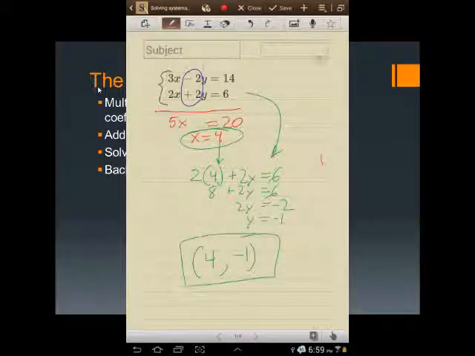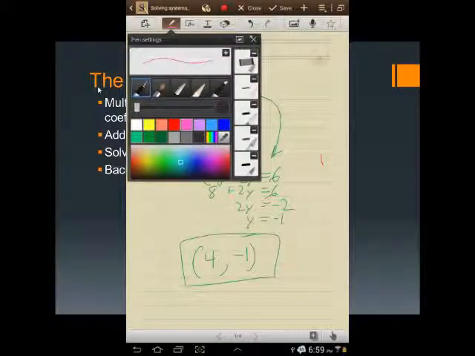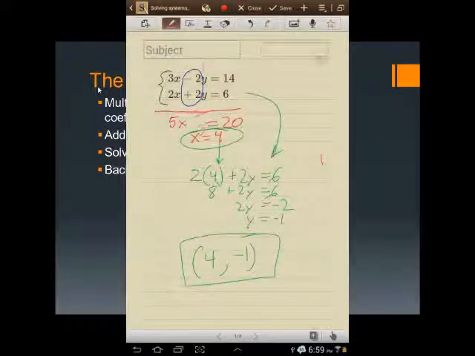So we have step one, made sure we had opposite coefficients. Step two, added those together, and then we solved. So that's step 3 also. Then step 4, we back substituted. We took the 4 that we found for x, plugged it into one of the original equations, solved for the y that we had originally eliminated, and got our answer. Alrighty.